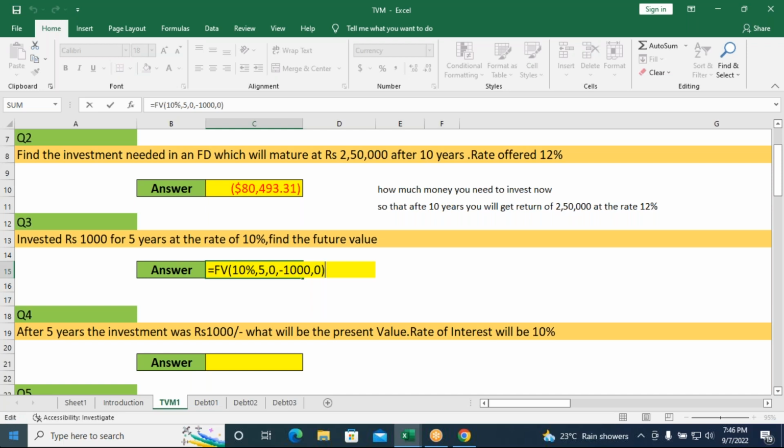Ma'am, after this number of years, we are putting 0. Why is it that we are putting 0? When you look at the formula, I'm clicking here. NPER is number of years. So rate is 10%, right? Yes, ma'am. So NPER, number of years, is 5 years. Yes, ma'am. So PMT means payment or EMI. Have they mentioned any EMI or something in this question? No, ma'am.